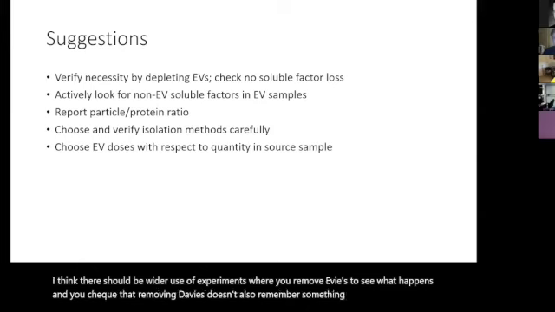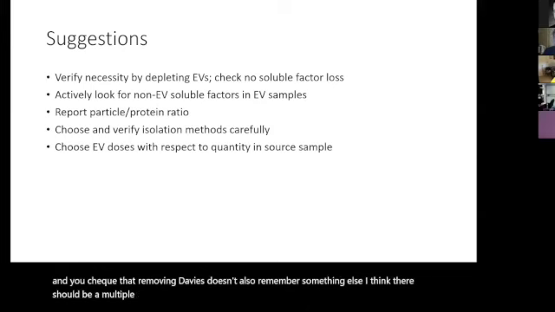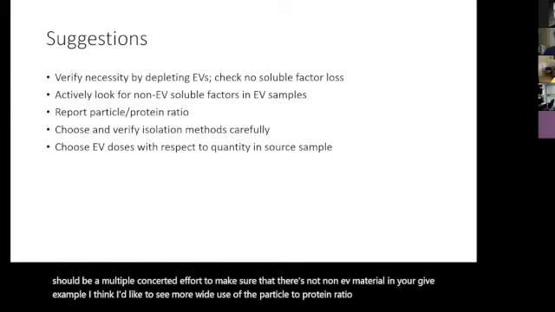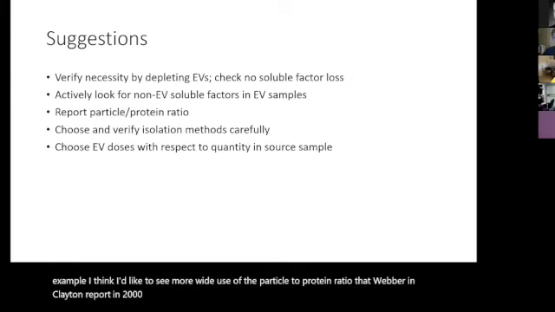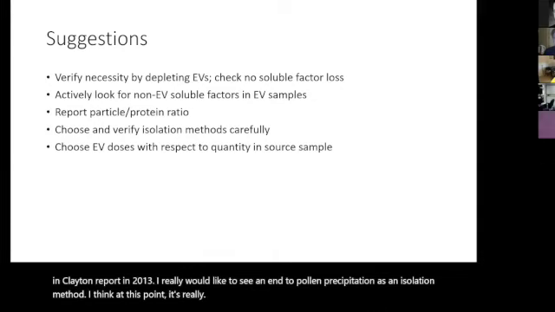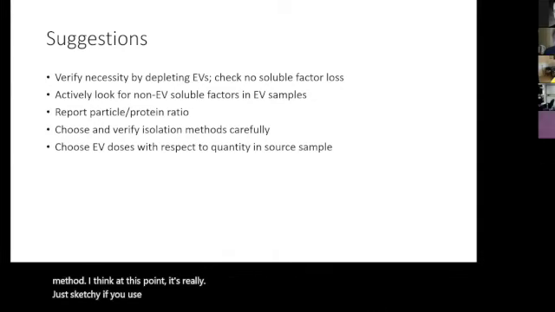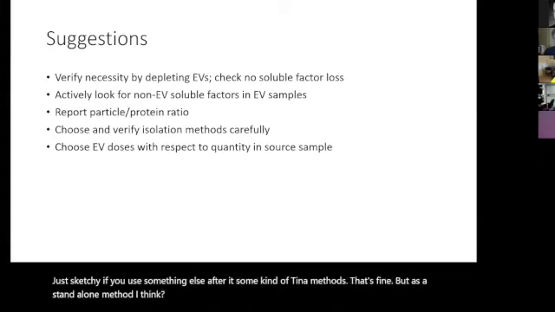I think there should be a much more concerted effort to make sure that there's not non-EV material in your EV sample. I'd like to see more wide use of the particle to protein ratio that Weber and Clayton reported in 2013. I really would like to see an end to polymer precipitation as an isolation method. I think at this point, it's really just sketchy. If you use something else after it, some kind of cleanup method, that's fine. But as a standalone method, I think the evidence has really mounted up.